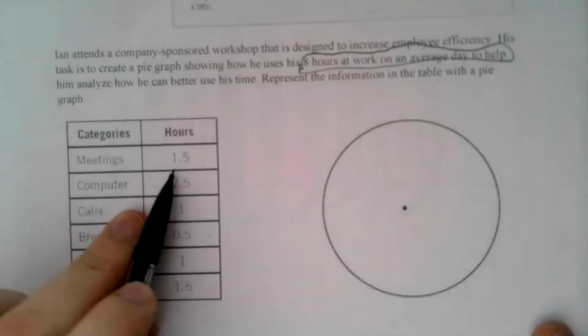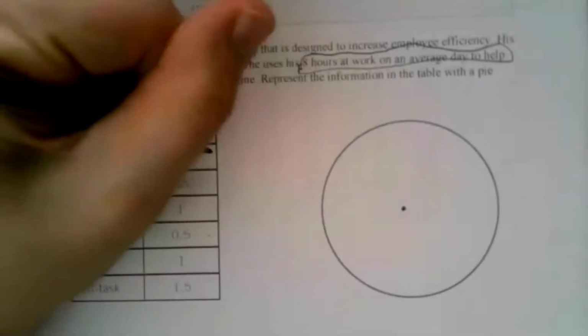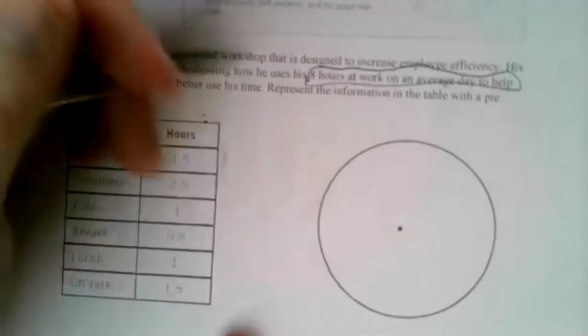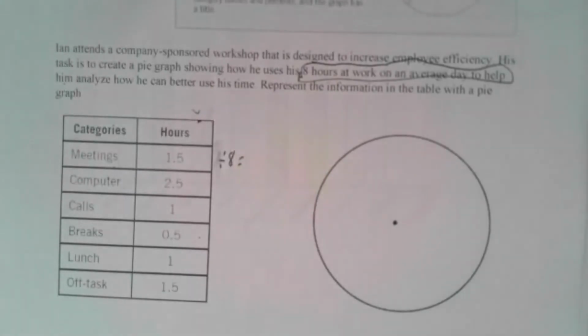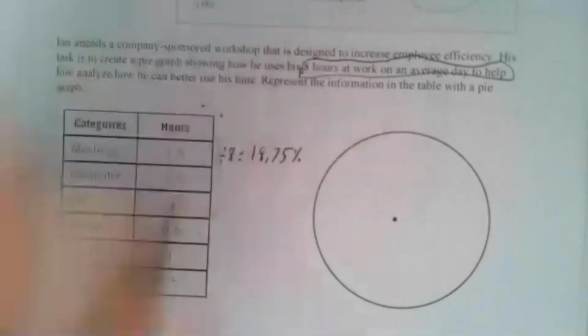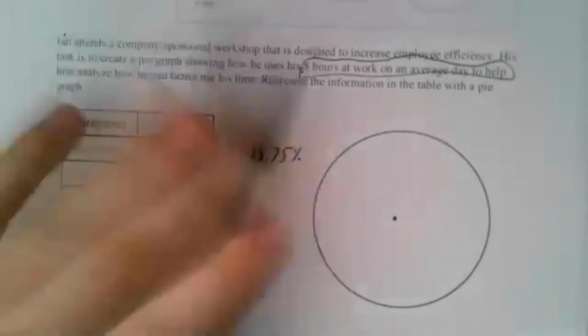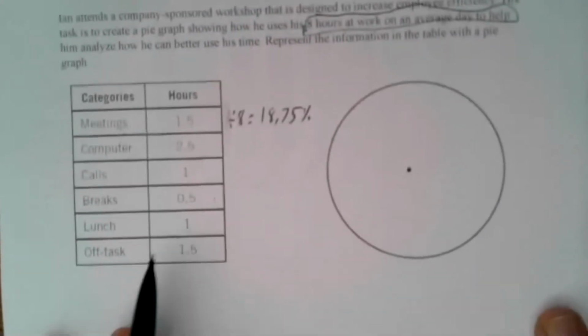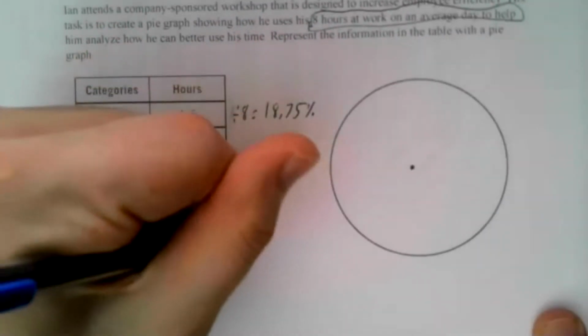Okay. So I'm going to do 1.5 divided by 8. Just write a division sign, and I'll just do that for the first one. So we're just going to divide that by 8 and change it into a percentage. So 1.5 divided by 8, we get about 18.75%. Okay. Then I also see that number pops up at the bottom for off task. So I'm going to have the same percentage for that one.